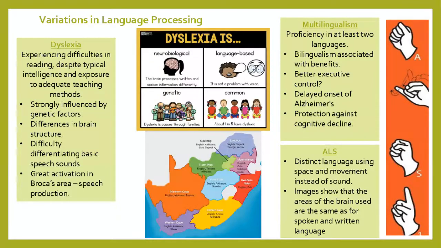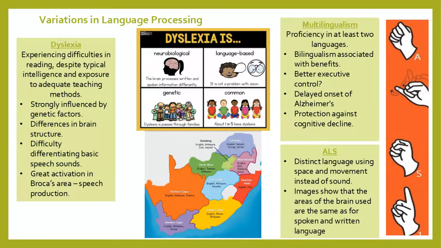but despite having typical intelligence and exposure to adequate teaching methods. So no matter what you do, teaching-wise, the child or the sufferer will still suffer. The teaching can be the same as for somebody without dyslexia. The teaching methods are perfectly adequate, but dyslexia is still there. Dyslexia is strongly influenced by genetic factors.